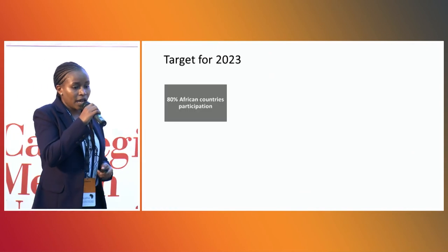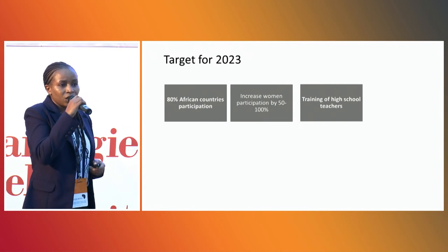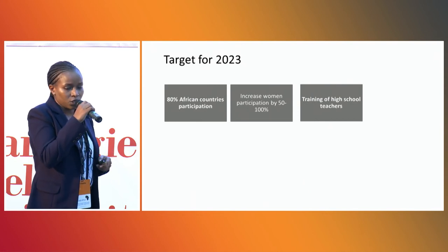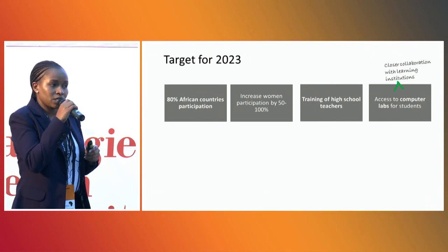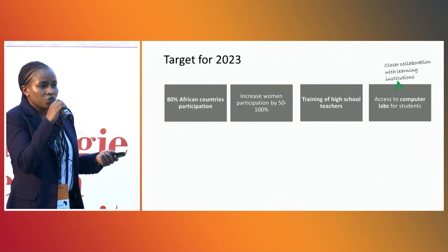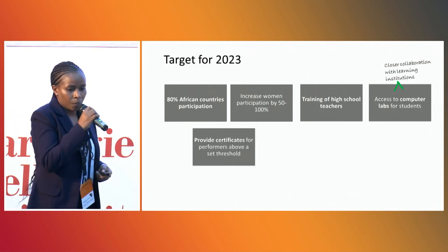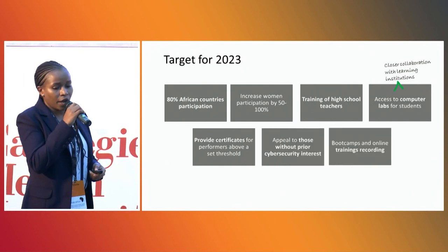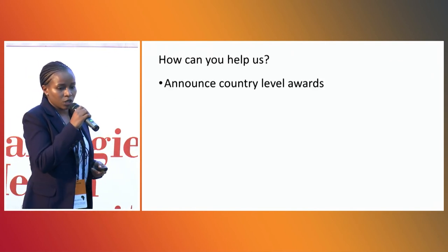Now, the targets: we want 80%. We want an increase in women. We want to interact directly with the teachers because they are the first point of contact with the students and they are direct mentors to the students. And then they give us access to their computer labs. We had a special case in West Africa where the students did not have laptops. So we said, can you run this challenge? Is it running? And they said, excuse me, ma, I'm on my phone. Then we want to provide certificates that can be used in the region, appeal to those who have no prior knowledge, provide recordings, and include marginalized groups, which is refugees and people living with disability.